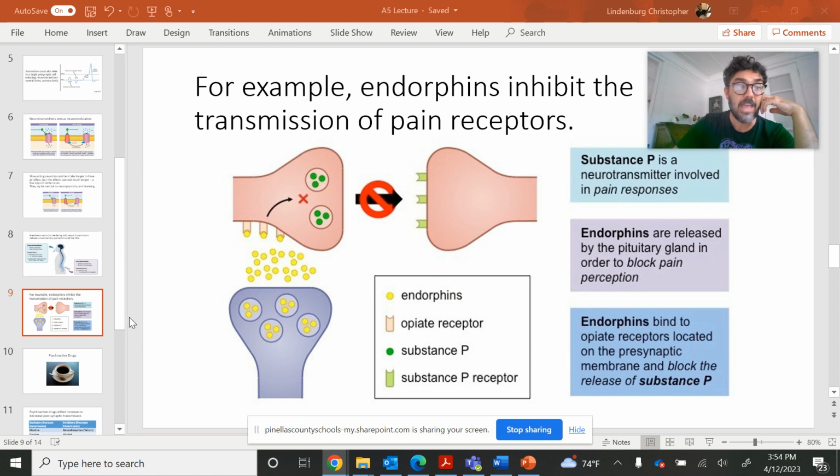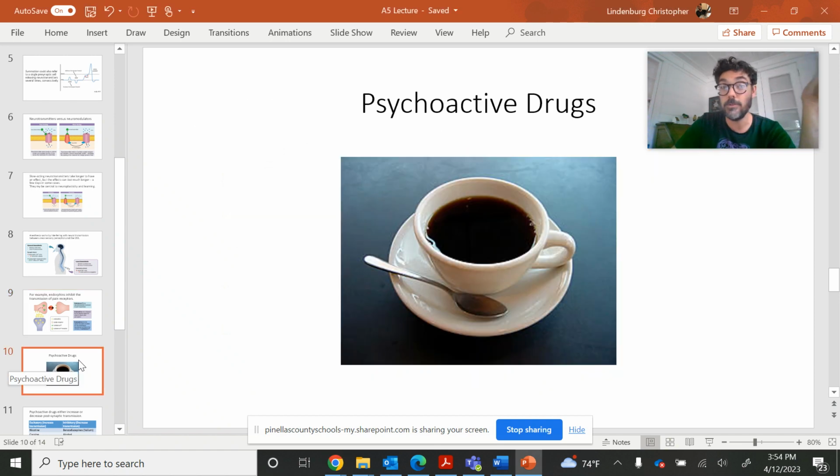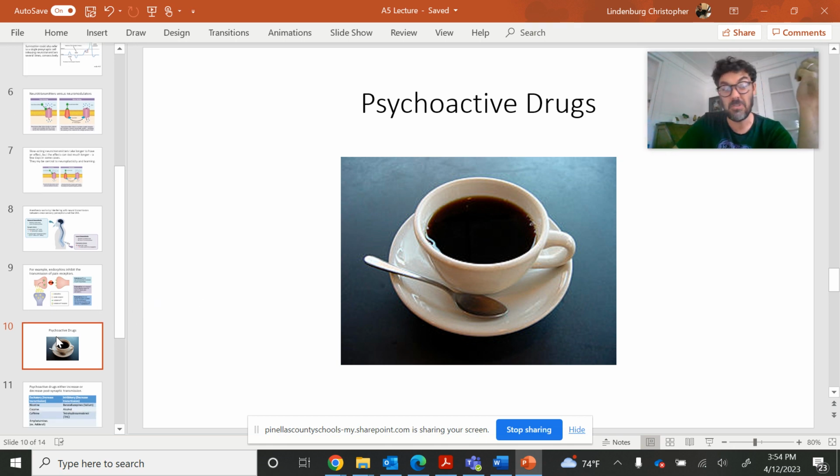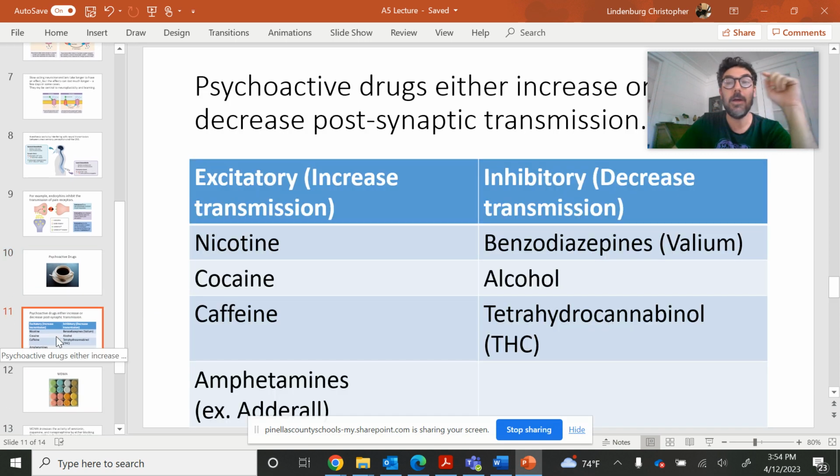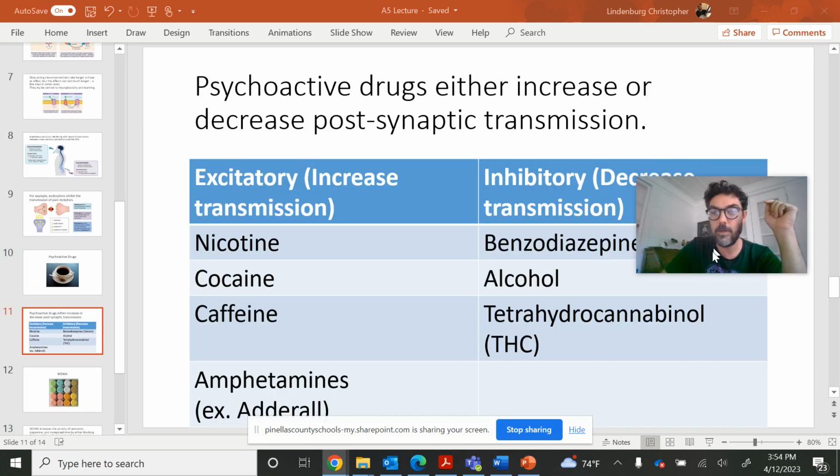Okay, and this brings us to the last and perhaps the big point of this section, which is drugs, psychoactive drugs, including caffeine. Psychoactive drugs could be harmless like caffeine, or they could be the hard stuff, and we'll talk about both.